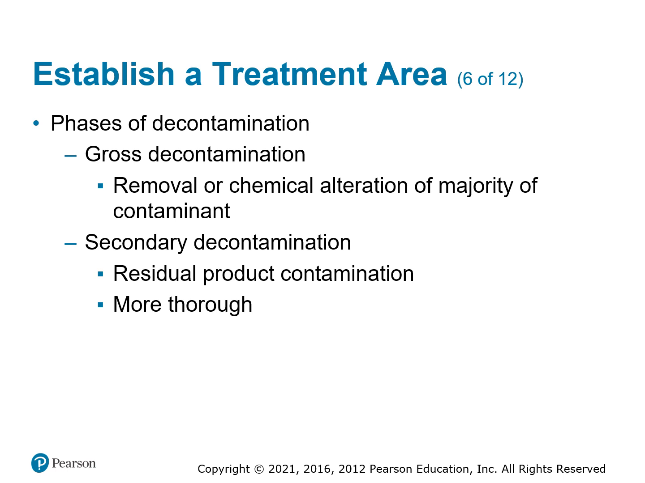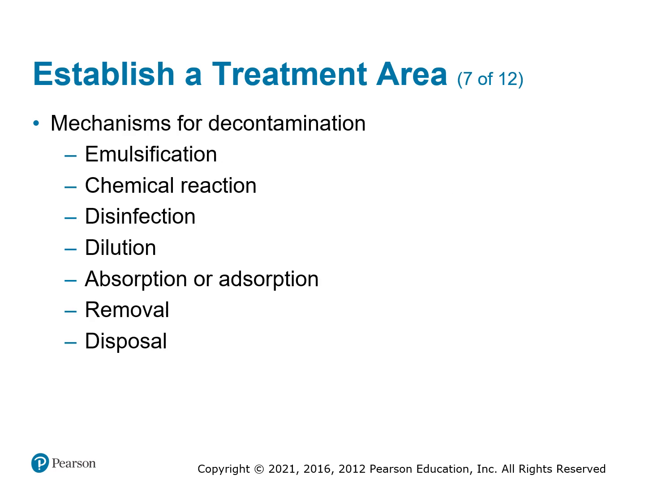Some phases of decontamination. We have gross decontamination, which is the removal or chemical alteration of the majority of contaminant, and secondary decontamination, so residual product contamination, and it's more thorough. Some mechanisms for decontamination: emulsification, chemical reaction, disinfection, dilution, absorption or adsorption, removal, and disposal.